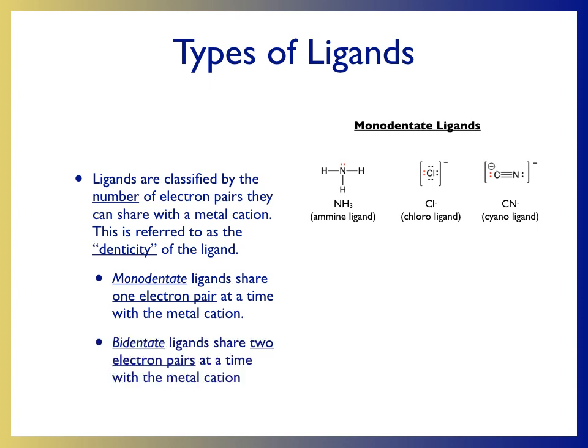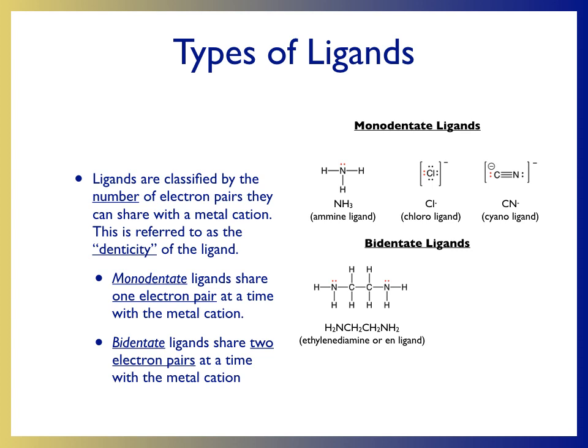The second type of ligand we're going to look at are bidentate ligands. These are ligands that can share 2 pairs of electrons at one time with a metal cation. Here are 2 examples of bidentate ligands. This slightly more complicated molecule is called ethylenediamine. We call this the en ligand.